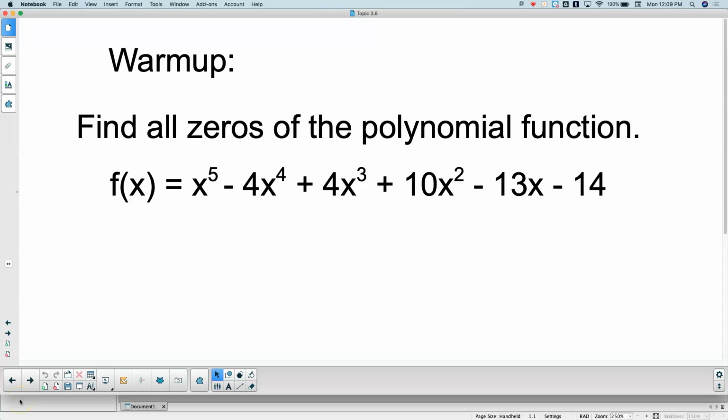Warm it up. Find me all the zeros of that glorious polynomial function. Well, we did not yet. People were still fixing it. Yeah? So find me the zeros.